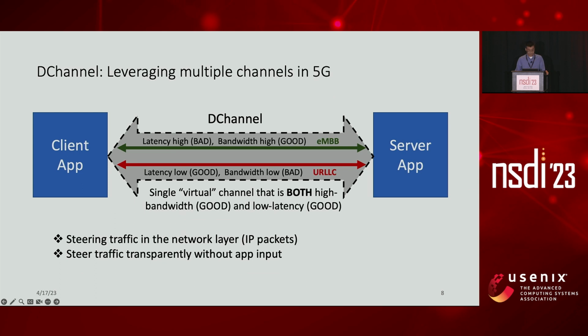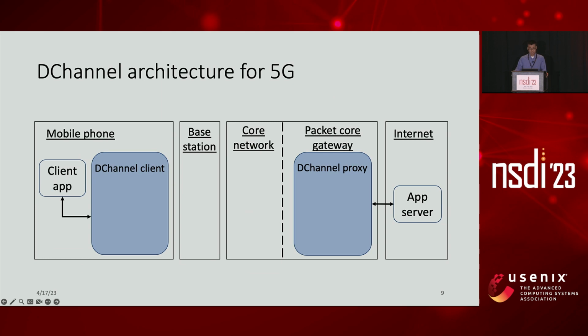DChannel works by steering IP packets in the network layer, and we don't require any link or physical layer modifications on 5G. Also, DChannel can steer traffic transparently and doesn't require any application input, so you don't need to modify your application. This is the overview of the DChannel architecture in 5G.